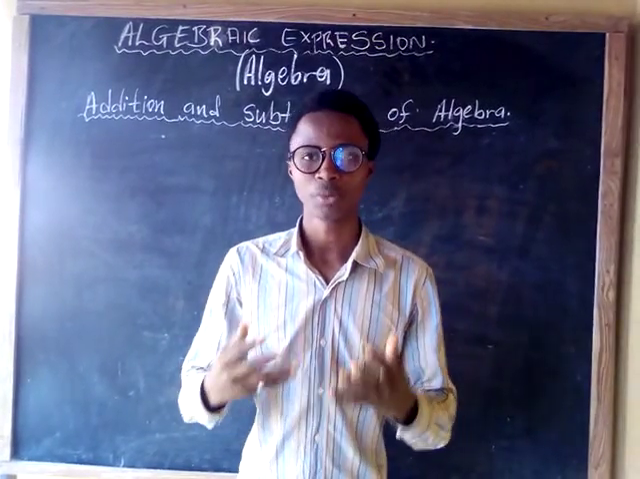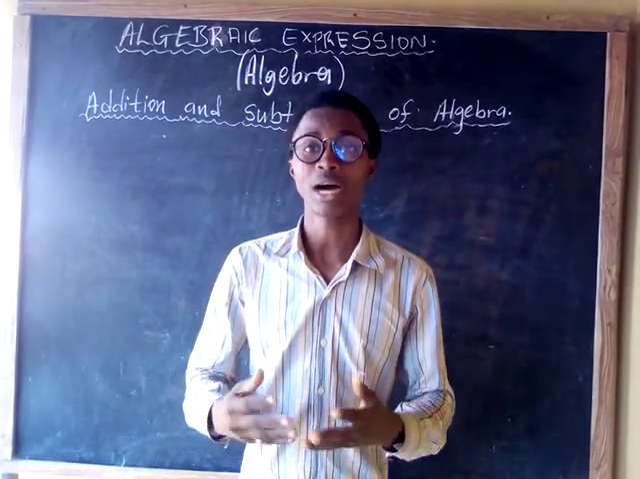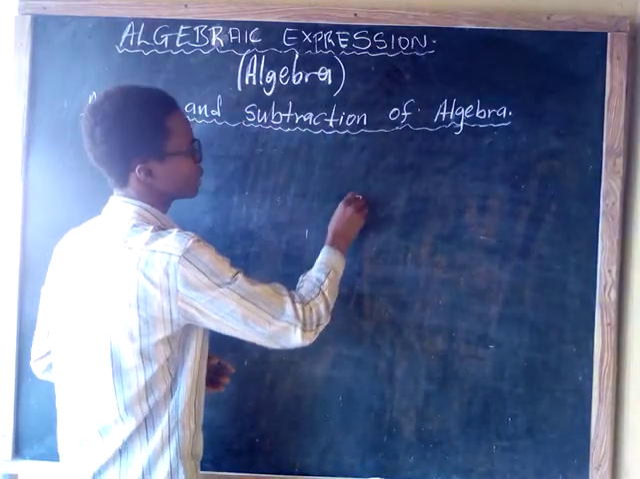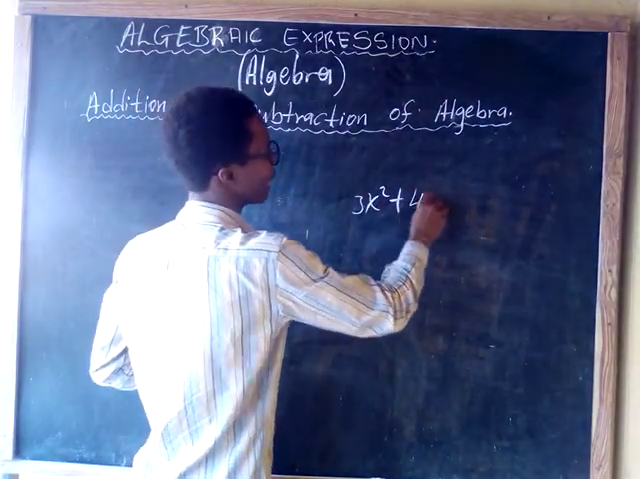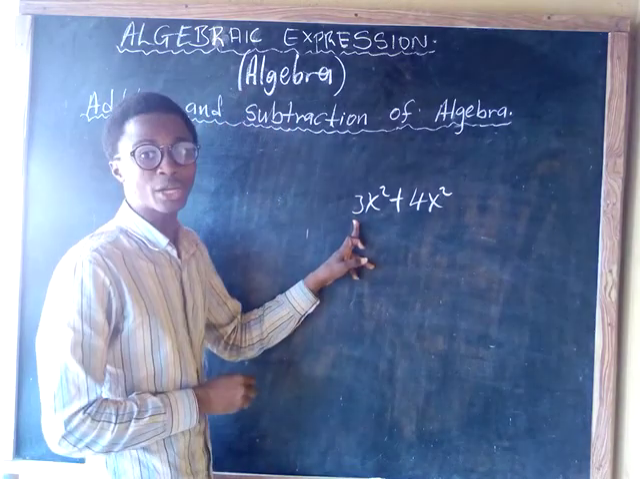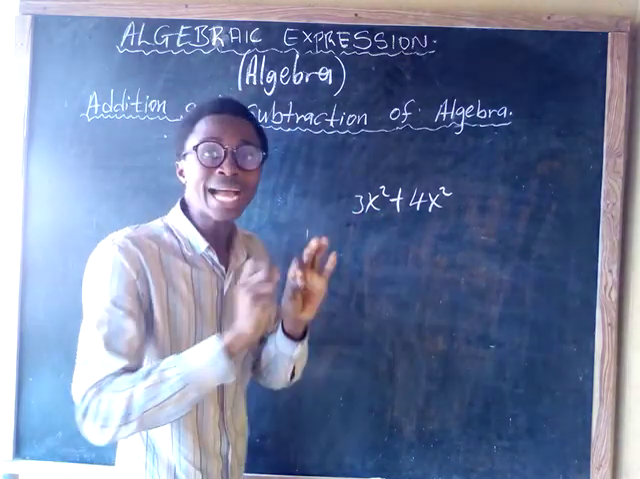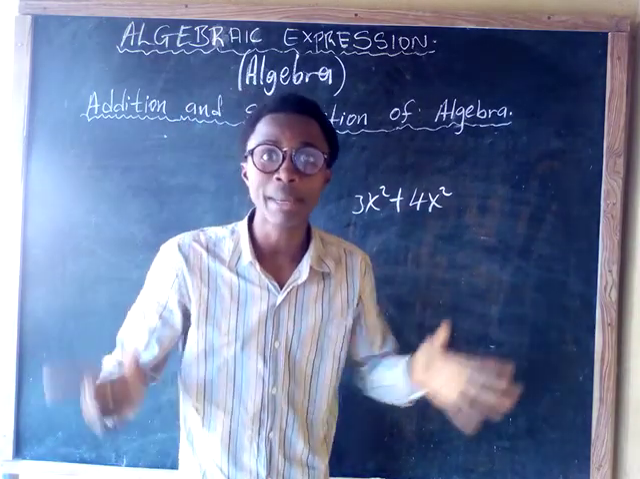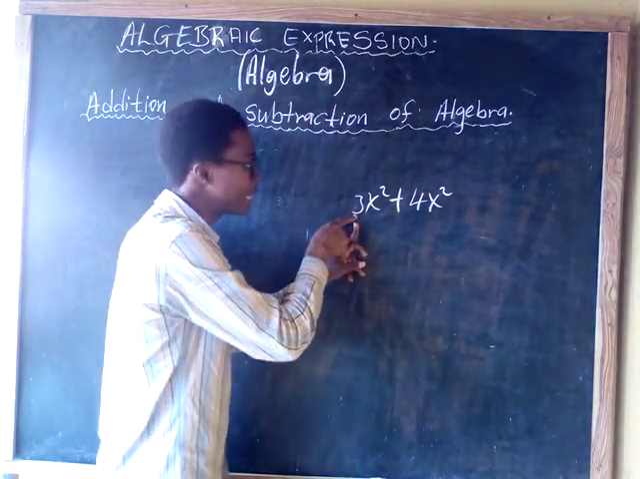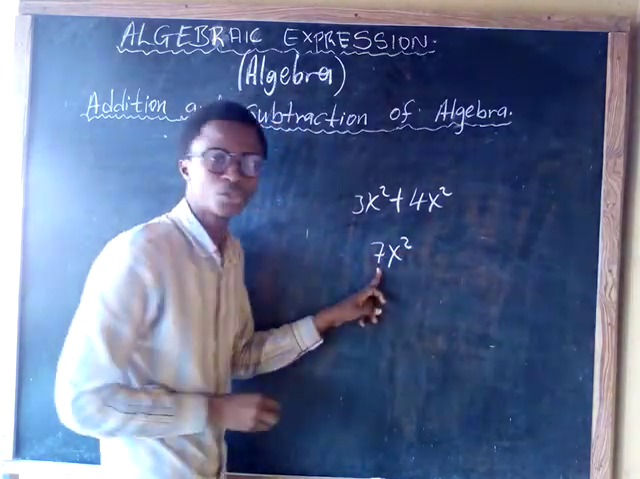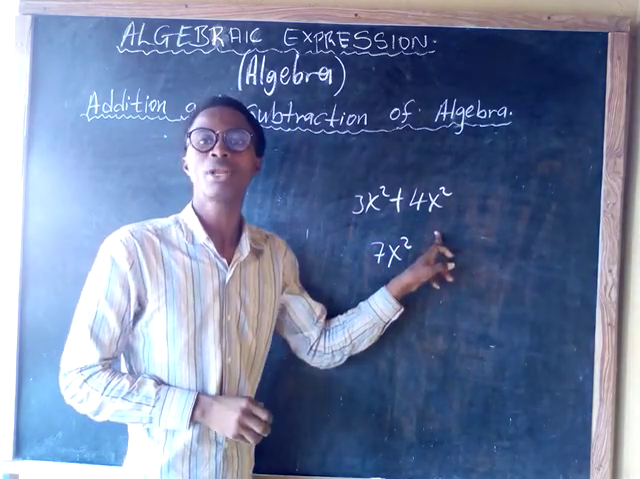Now that you know how to identify like terms, we move to how to add like terms. For example, 3x square plus 4x square. These are like terms. So how can you add them? Since it is plus, you only add the numbers and take one of the letters to represent them all. For example, 3 plus 4 gives us 7x square. That's why you use only like terms.